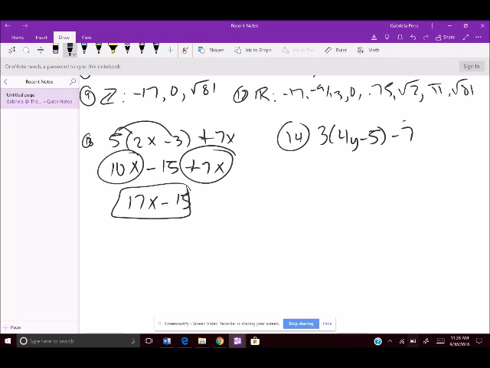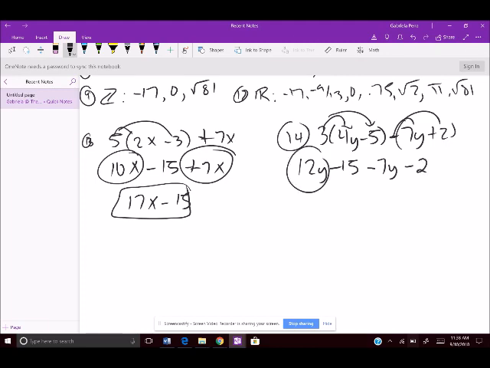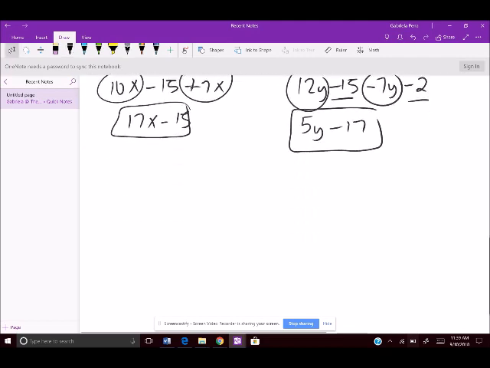Now, the only part where some of us mess up on 14 is this subtraction sign. We forget that it gets distributed into those two. The 3 gets distributed into those two. So 3 times 4y, 12y minus 15. That becomes a 7y and a minus 2. 12y minus 7y is 5y. 15 minus 2, negative 17. How are we feeling about this? So far, so good? Yes? Awesome.